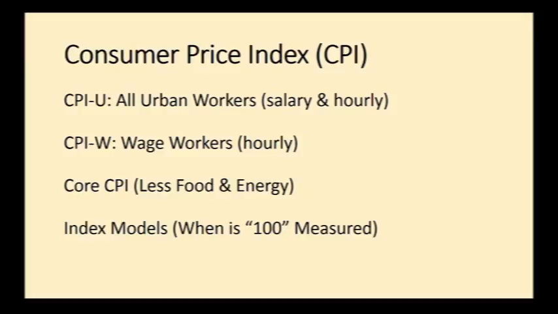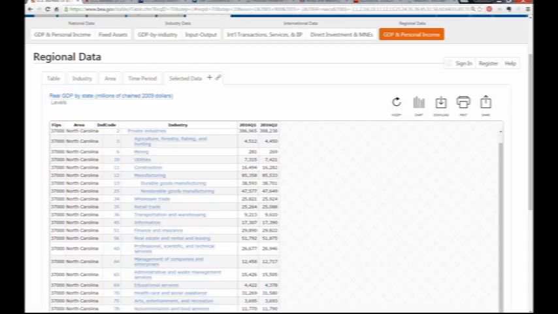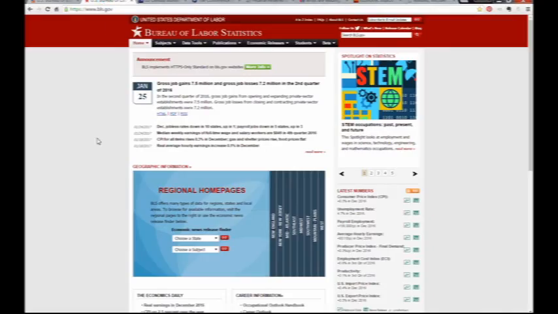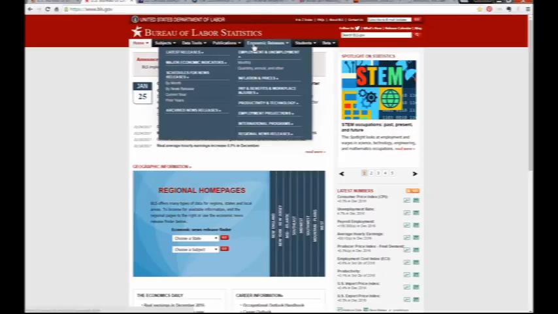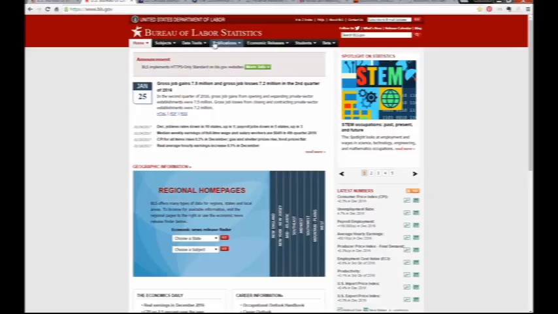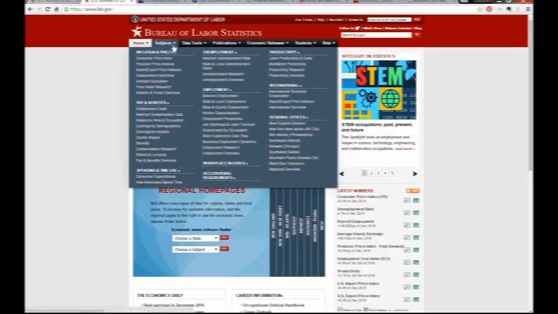So let's take a look at CPI, the Consumer Price Index. Again, it is measured by the U.S. Bureau of Labor Statistics. It is reported monthly, typically in the middle of the month. They also, of course, do unemployment data, which is not part of this discussion today.